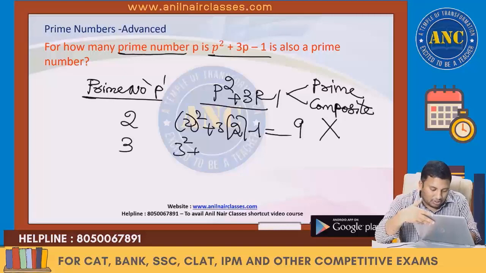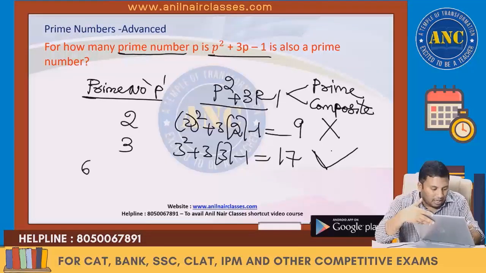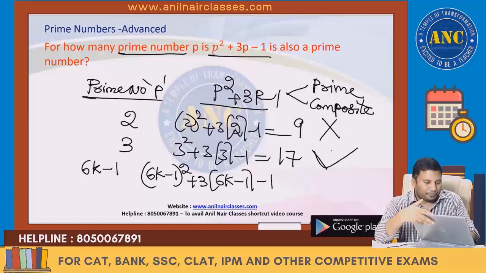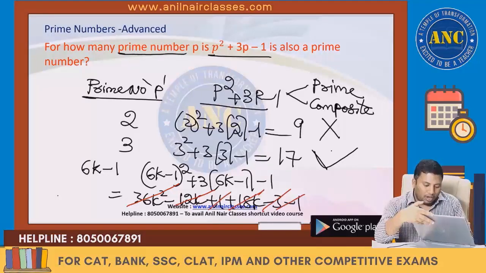3, 3 square plus 3 into 3 minus 1: 9 plus 9 is 18, 18 minus 1 is 17, it is a prime number. Any prime number greater than 3 is 6k minus 1. (6k minus 1) whole square plus 3 into (6k minus 1) minus 1. This is 36k square minus 12k plus 1 plus 18k minus 3 minus 1. 36k square is divisible by 3, 12k is divisible by 3, 18k is divisible by 3, minus 3 is divisible by 3, and 1 minus 1 cancel. The answer is divisible by 3.